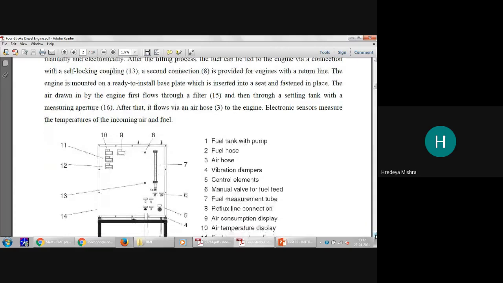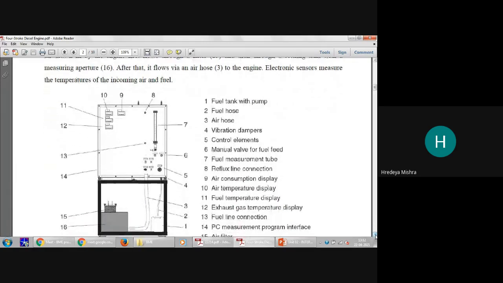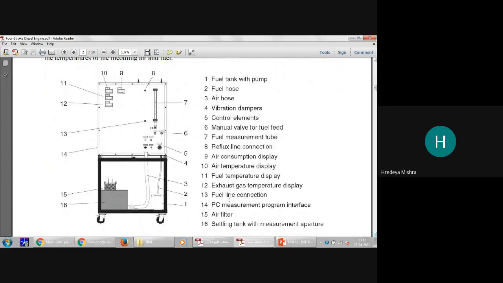See what's included in the layout. Number one, the fuel tank with the pump. See here, this is the fuel tank with the pump. Number two, fuel hoses. See here, fuel is supplied through this. Number three, air hoses. This means air is supplied through this. Number four, vibration dampers.